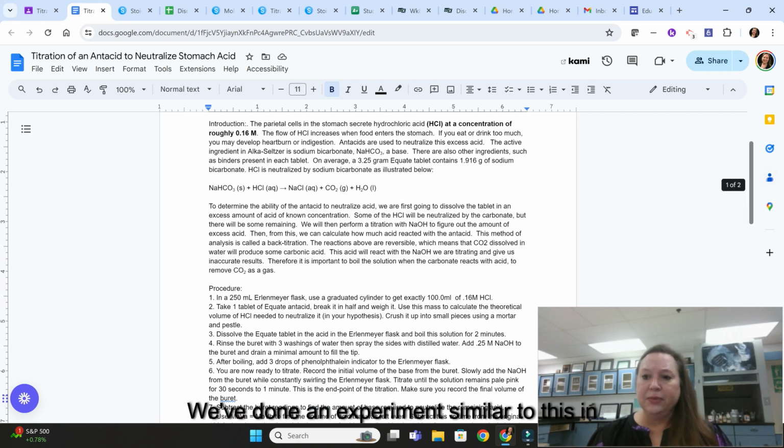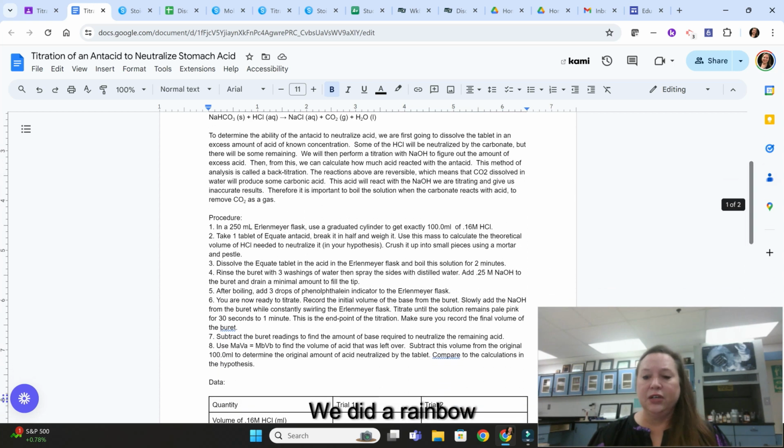We've done an experiment similar to this in the past. We did a rainbow in a test tube where we had red and blue solutions that were bubbling in the middle. That was these two substances mixing, and then when we swirled it, it turned into a rainbow where the chemicals were neutralizing in the middle.